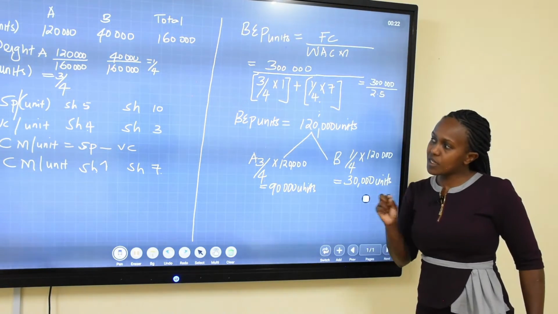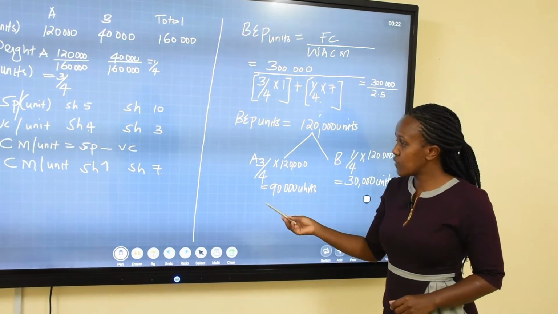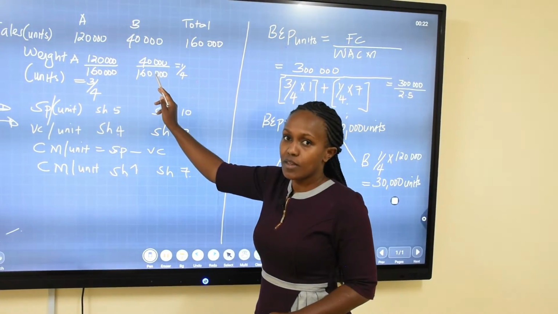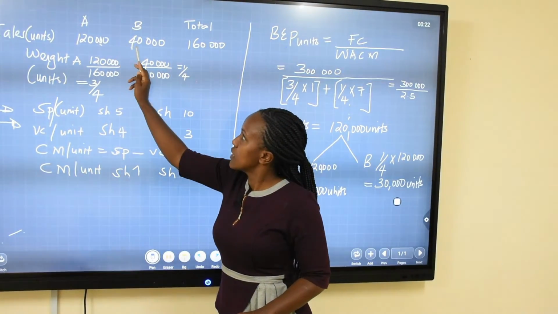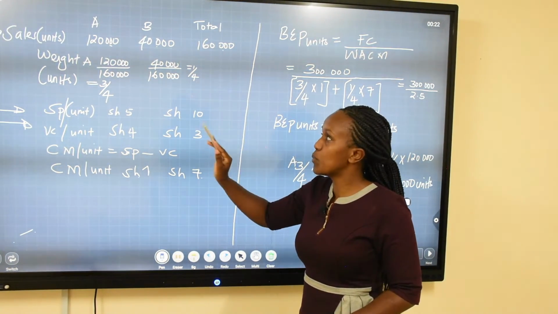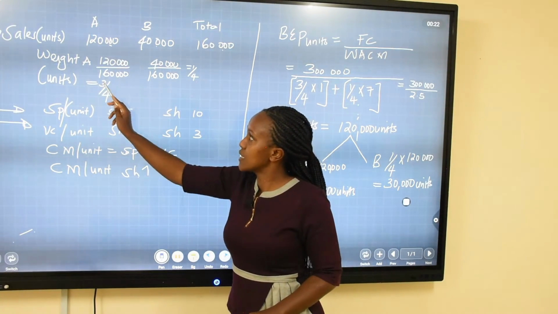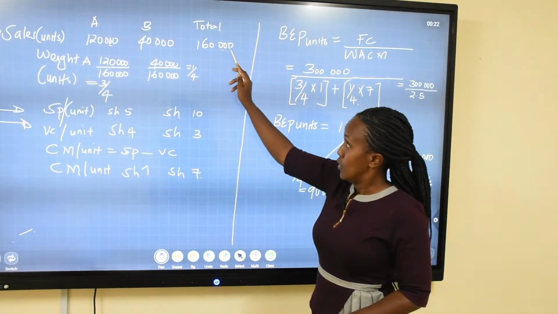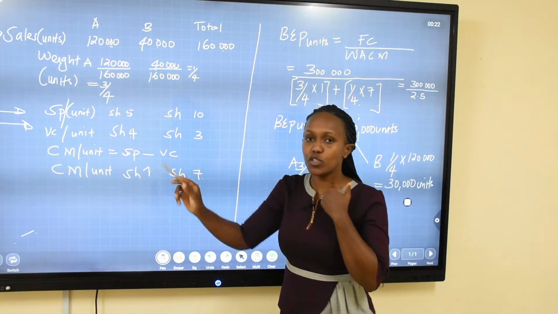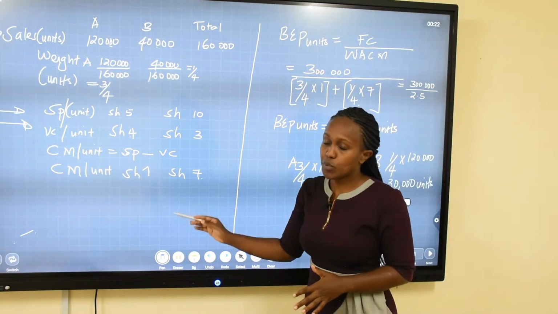We're also going to get the break-even point in shillings. I want you to note very carefully that when we are looking for the break-even point in units, we use the weight in terms of units. We simply get the total of the units, which gives us 160, and then you ask yourself what is the proportion of A and what is the proportion of B in the total. 120/160 is 3/4, while 40/160 is a quarter. These are the weights or the proportions. So here, weight represents the proportions, and then you can proceed.